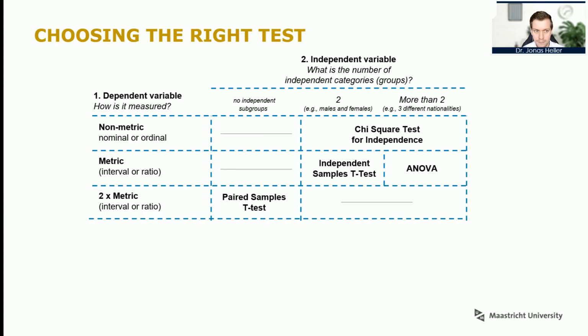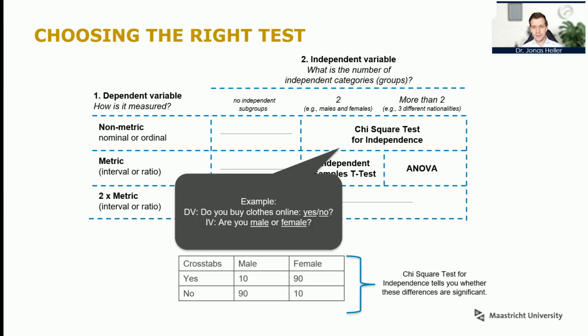But let's start with the first one, non-metric data. So imagine you measure non-metric data, for example, the gender of your participants, which is male or female. It's non-metric data. And you want to compare these two groups to something else. So for example, you want to compare if somebody buys clothes online, and you ask it in a simple question from yes to no, and your independent variable is, are you male or female? Okay, so you have two types of non-metric data.